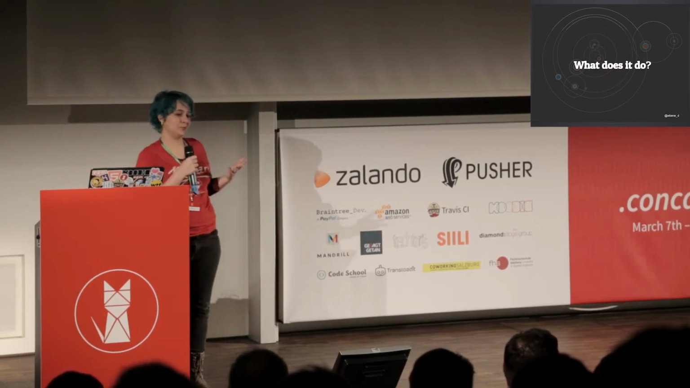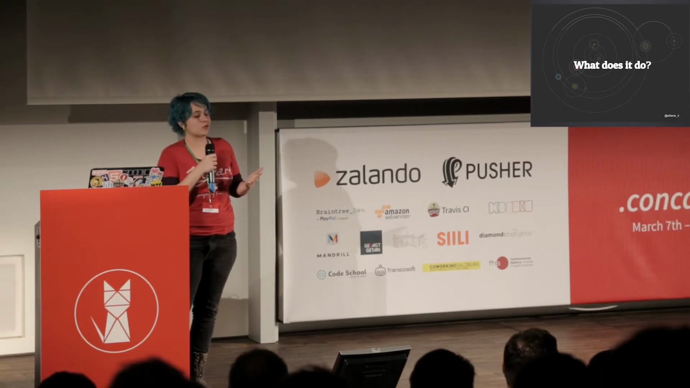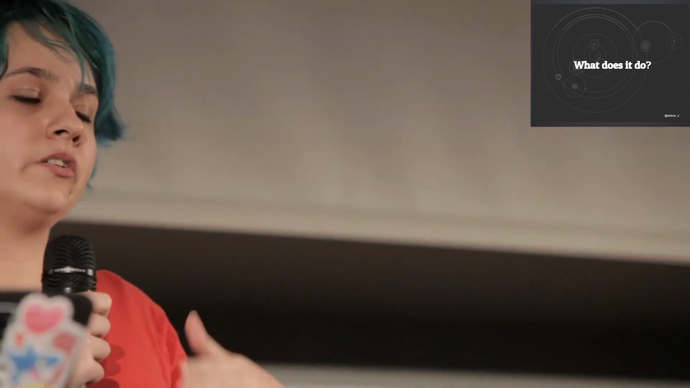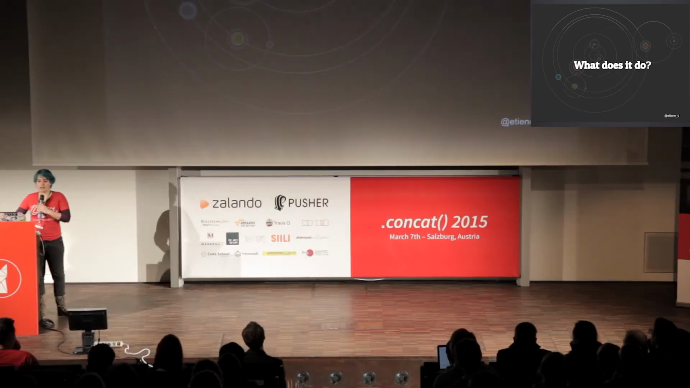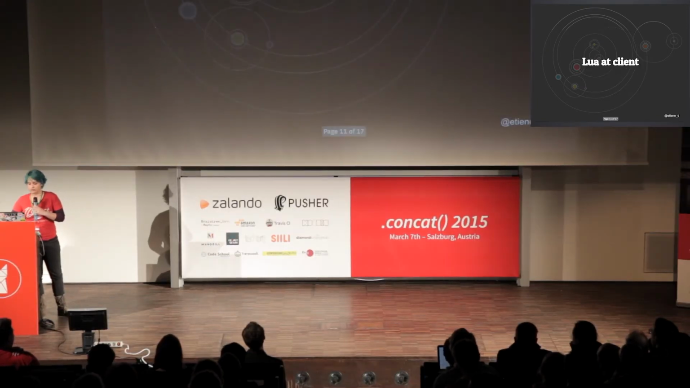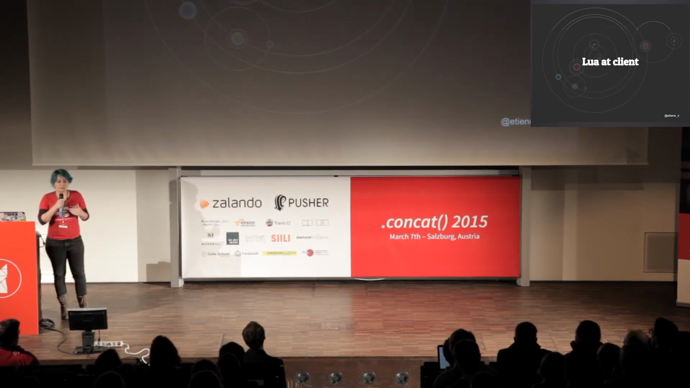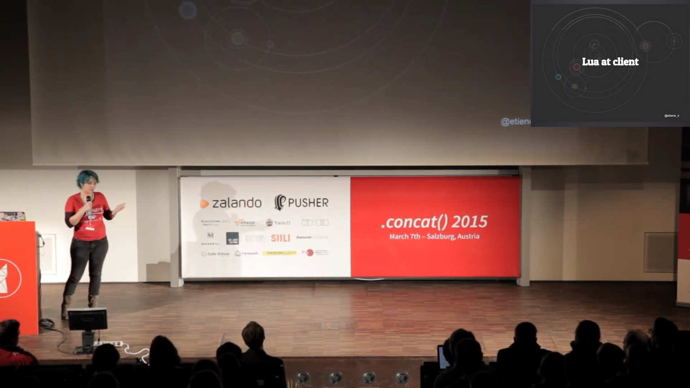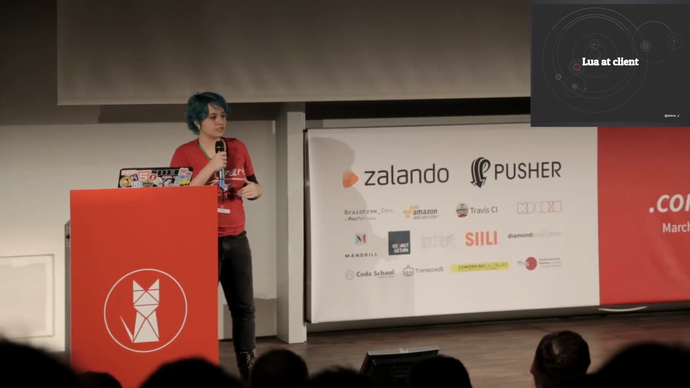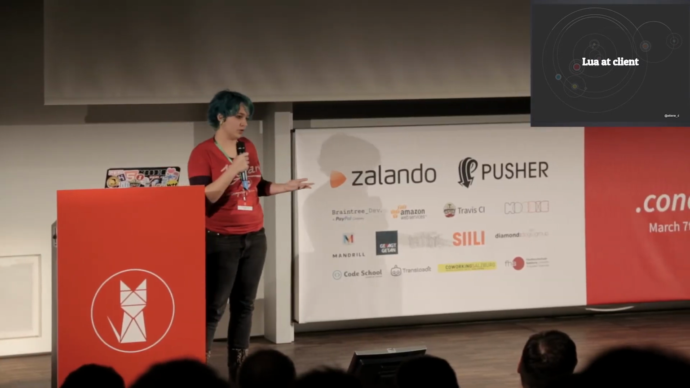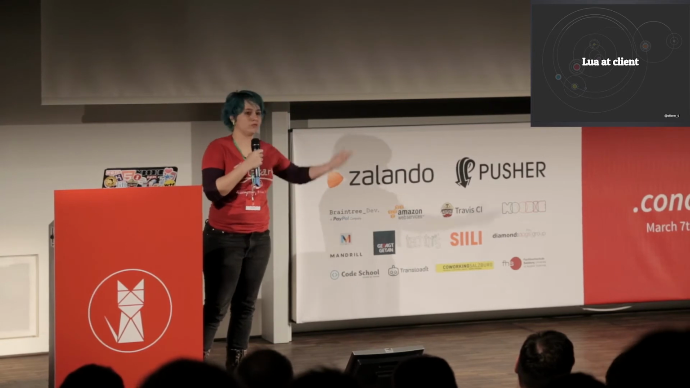So what does it do? Well, it does a lot of things that frameworks are supposed to do, like routing. It has ORMs. You can generate forms. You can generate your models. But the highlight feature is that you can use the Lua language at the client side. That means you can drop JavaScript if you want. And for newcomers, it means you don't have to learn two languages, one for the server side and another one for the client side. You can just use Lua.